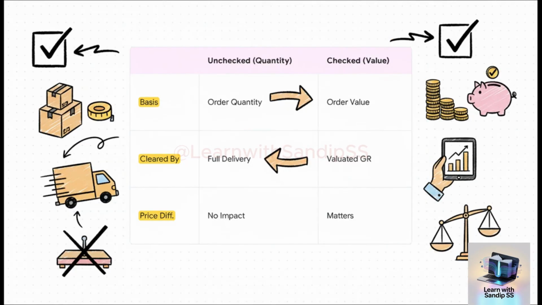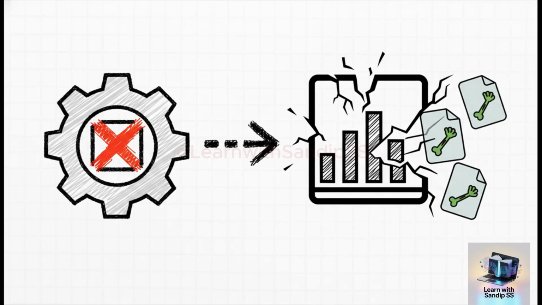Let's break this table down because it's important. So if that box is unchecked, everything is quantity-based. The commitment against your budget is only cleared when the full quantity is delivered, period. Any price differences on the final invoice, they don't matter for clearing that commitment. But if you check that box, it all becomes value-based. Now the commitment is based on the order value, and it gets cleared automatically when you do evaluated goods receipt. And in this world, price differences absolutely matter. If the invoice comes in for less than the PO, you might actually have to go in and clear that leftover commitment manually.